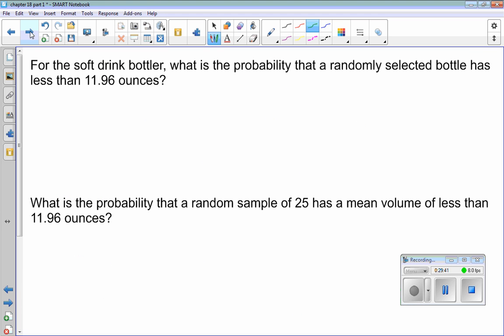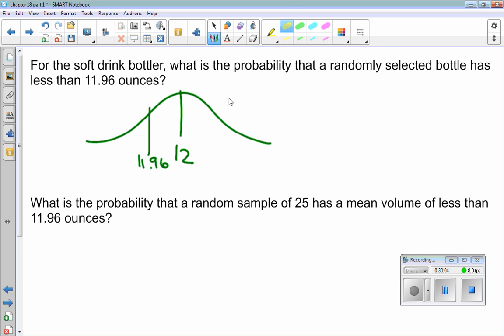By the way, let's look at these questions real quick. I'm going to do a different context problem here because I want to make sure I get through enough. But what would change in this problem to answer this question? So you would just redraw it. We still have a mean of 12, and we have 11.96, and we're going less than, so it would be down here. But wouldn't we still use the mean and standard deviation that we just found?